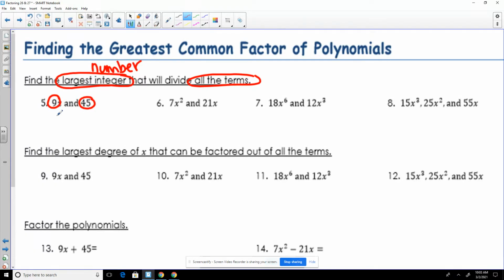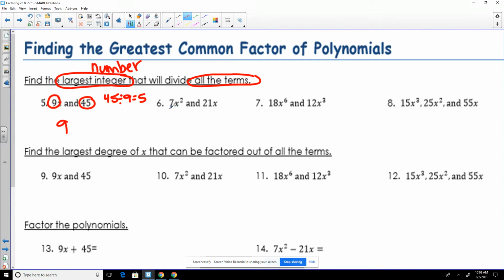So I tell my kids, well, what number's smaller, 9 or 45? 9 is smaller. Okay, so if 9 is the smaller number, will 9 evenly divide into 45? What's 45 divided by 9? Hopefully you all know that 9 evenly divides into 45. So the largest number that will divide into both 9 and 45 is 9, because 45 divided by 9 is 5.